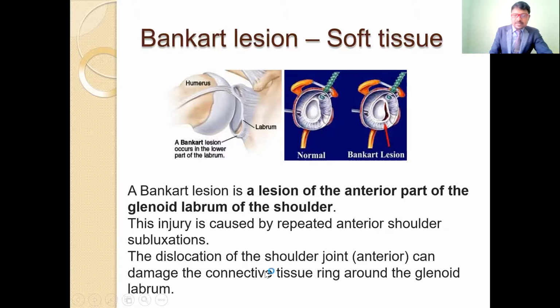Dislocation of the shoulder joint can damage the connective tissue ring around the glenoid labrum. Because of the subluxation and dislocations, the Bankart lesion area may get damaged. Because of this connective tissue damage, the joint won't get a complete attachment or proper contour. It means the congruence is altered, which may lead to weakness and displacement in the shoulder joint.